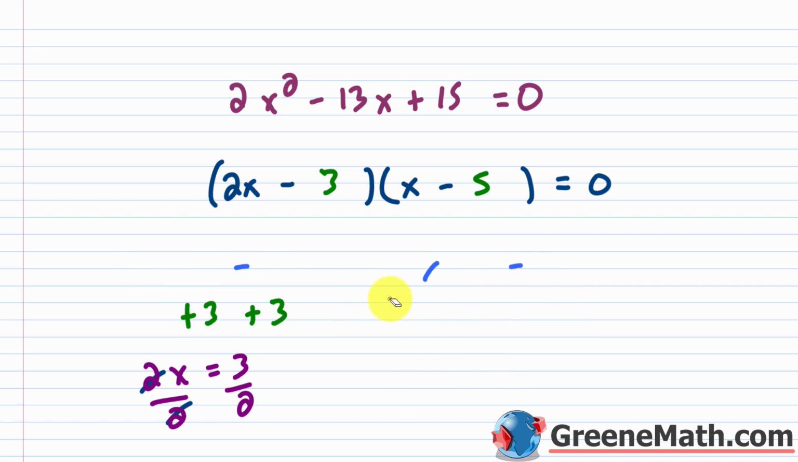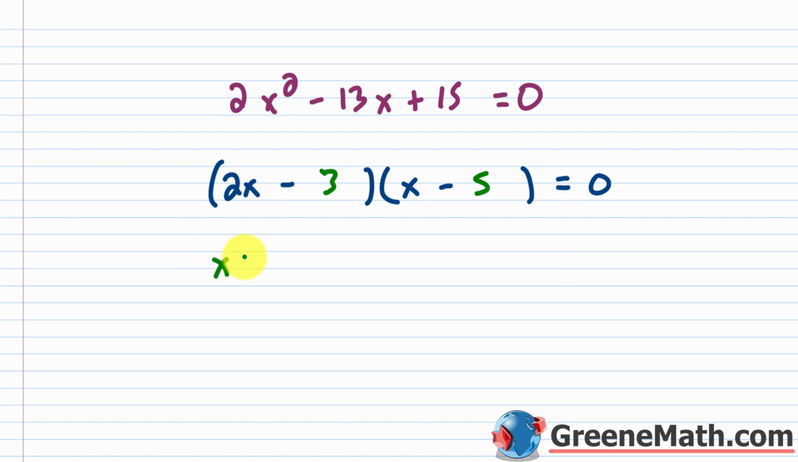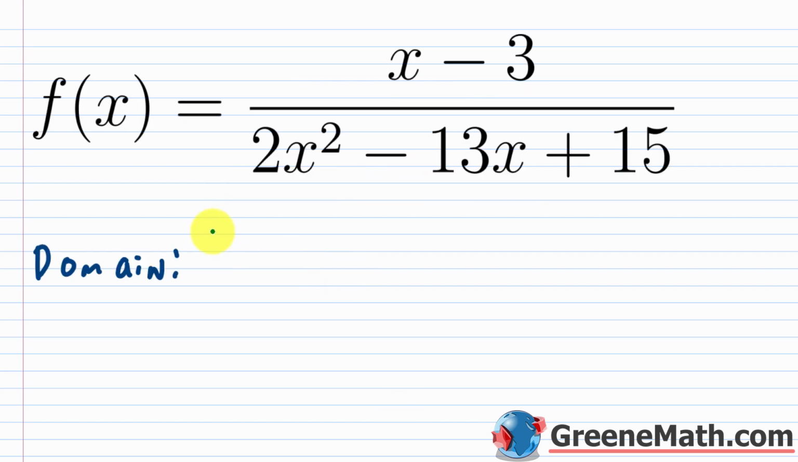Let me actually write that like this. I'm just going to put x is equal to 3 halves, a comma, and then you could say x could also be 5. These two values would make the denominator of that rational function 0, so they have to be excluded from the domain. So when we come back up and write our domain here, we're just going to say it's the set of all x such that x is not equal to 3 halves and also 5.